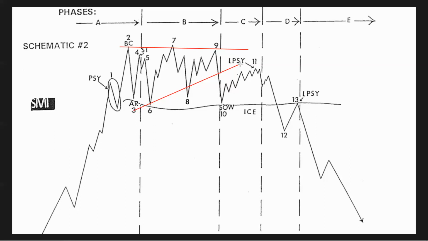Okay, and if you understand that, you also know how price should move. And so if it doesn't do what you expect, you can get out quickly before taking the full loss.